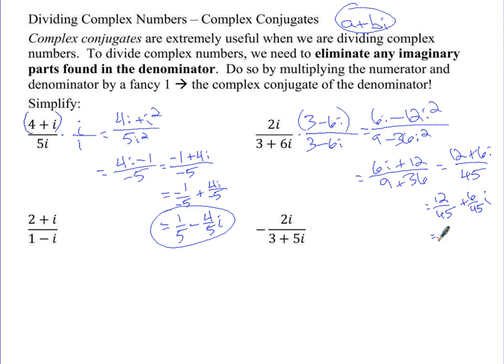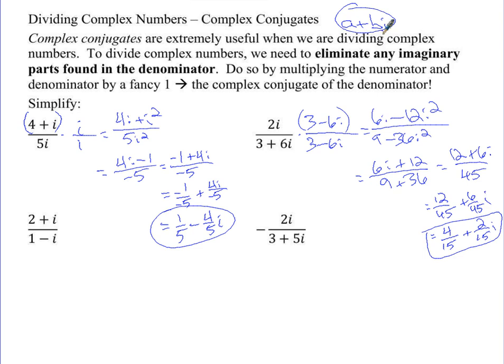Then I can reduce those fractions. 12 45ths, I have a common factor of 3, reduces down to 4 15ths, plus 6 45ths also has a common factor of 3, reduces down to 2 15ths i. It's a coincidence that they both reduce to 15ths. Sometimes they'll reduce, sometimes they won't reduce. Sometimes one will reduce and the other one won't. Okay? But we do want them written as two separate fractions, just like this format right here.